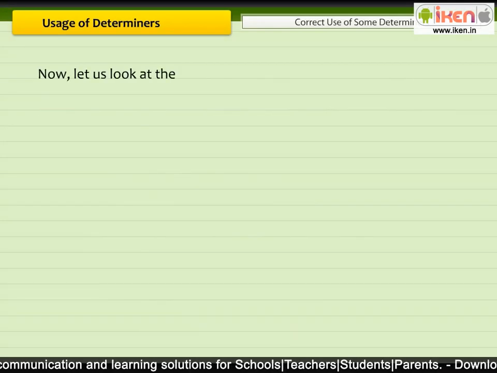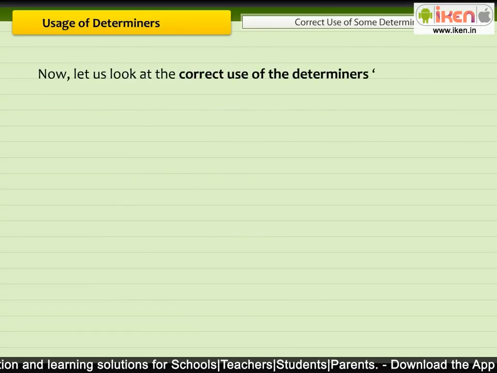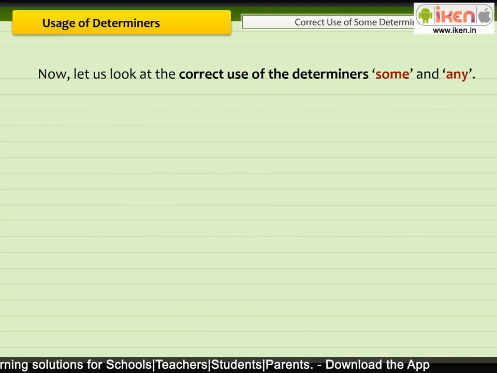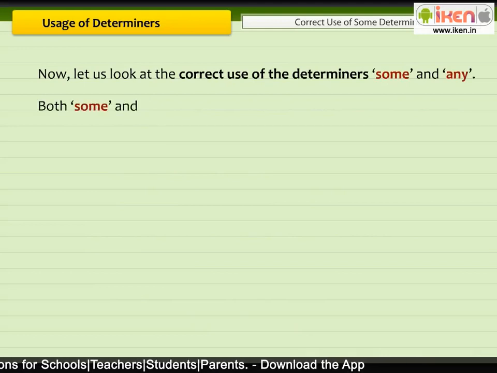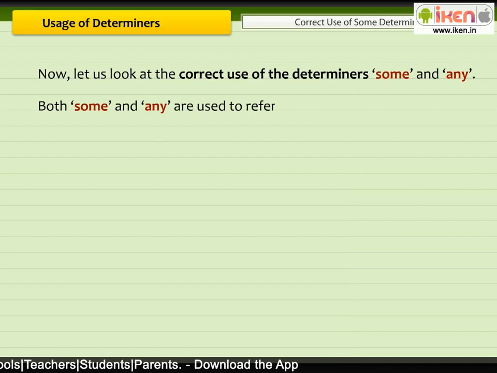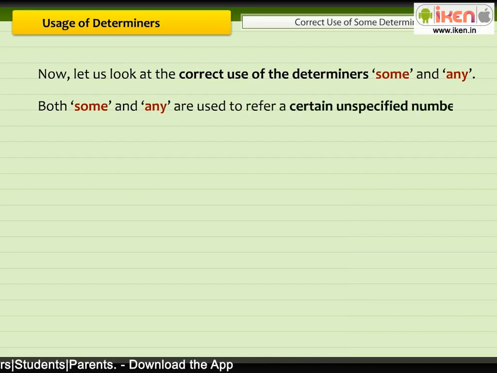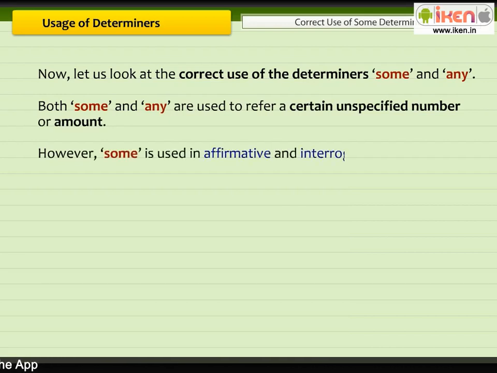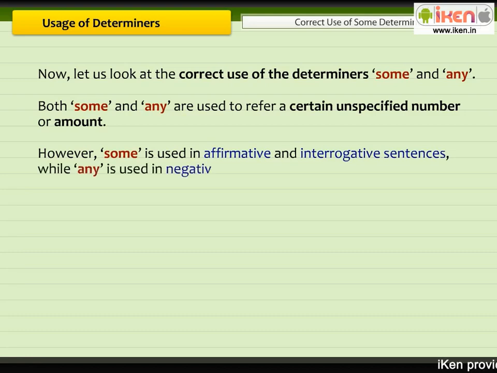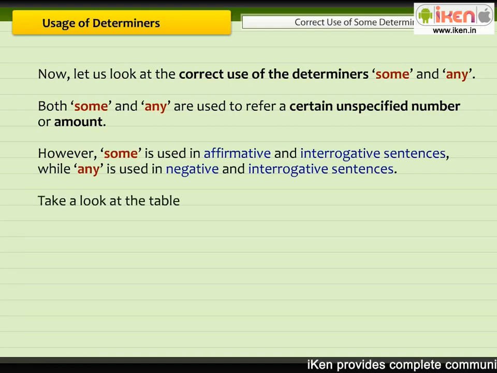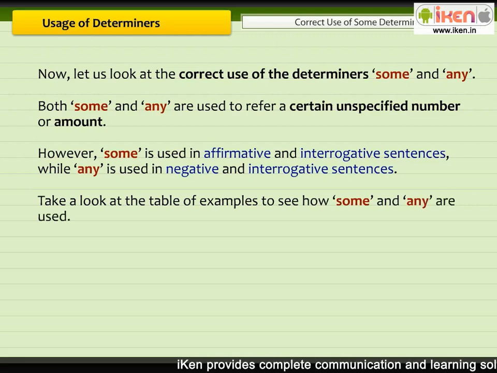Now let us look at the correct use of the determiners some and any. Both some and any are used to refer to a certain unspecified number or amount. However, some is used in affirmative and interrogative sentences, while any is used in negative and interrogative sentences. Take a look at the table of examples to see how some and any are used.